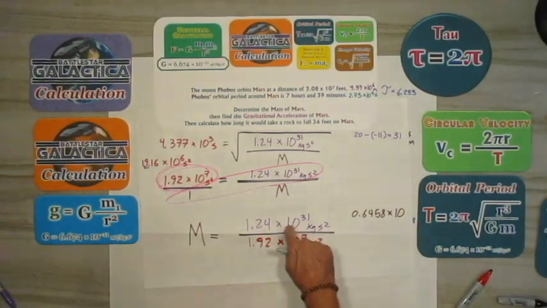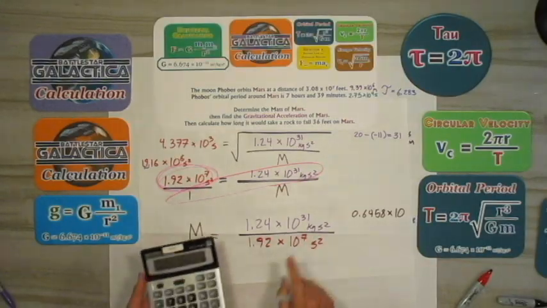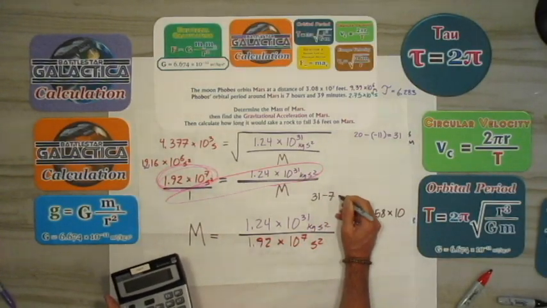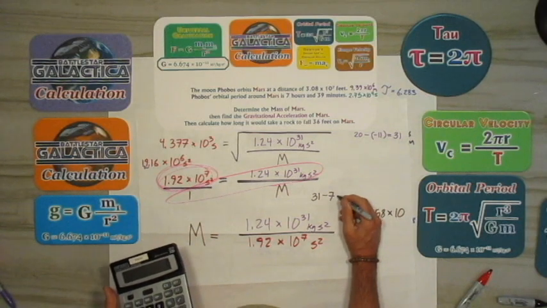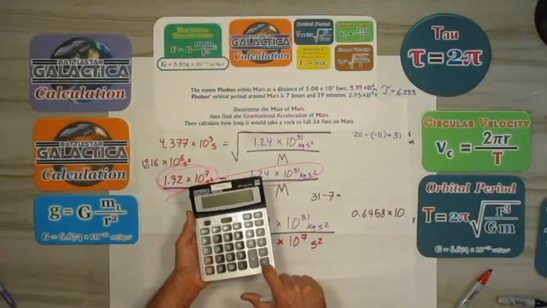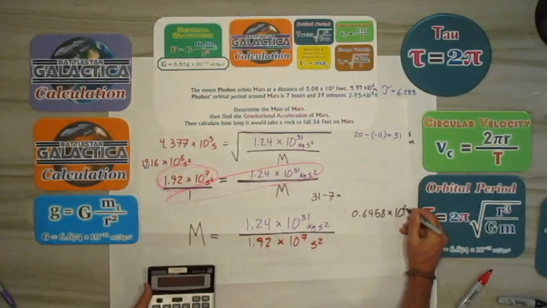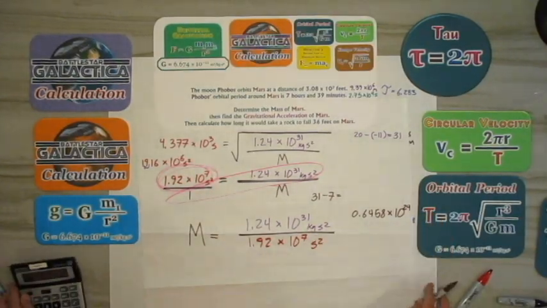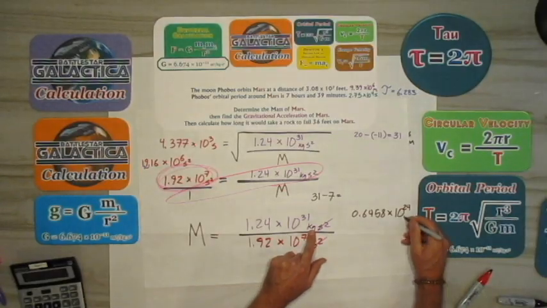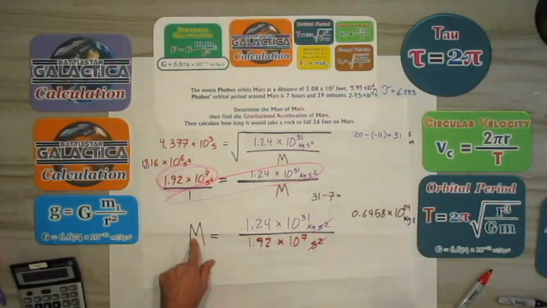Well, 10 to the 31st divided by 10 to the 7th, that's just like 31 minus 7, right? 31 minus 7 equals 24. Let's just double check. 31 minus 7, 24. 10 to the 24th. And then what units? Well, the seconds squared cancel. That equals unity, disappears into the universe. Kilograms. Of course it's kilograms, because look what we're solving for. The mass. Better be kilograms, right?